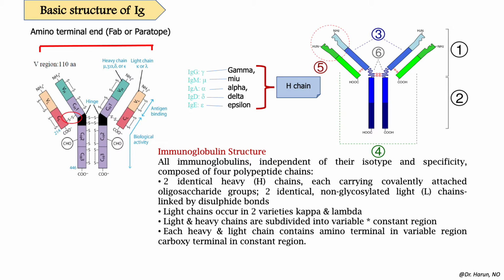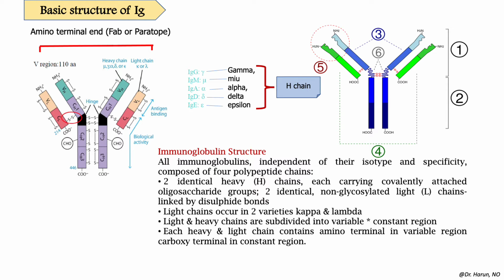Okay, terdapat exchange, iaitu terdiri daripada for IgG adalah gamma, IgM mu, IgA adalah alpha, IgD delta, dan manakala untuk IgE adalah epsilon for dia punya H chain. So slightly different ataupun berbeza bergantung kepada kumpulan mana. Then untuk dia punya structure, they have two identical heavy chains yang each carrying covalently attached oligosaccharide groups, di mana two identical or non-glycosylate light chain linked by disulfide bonds.